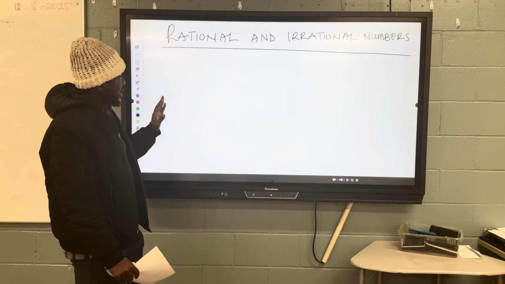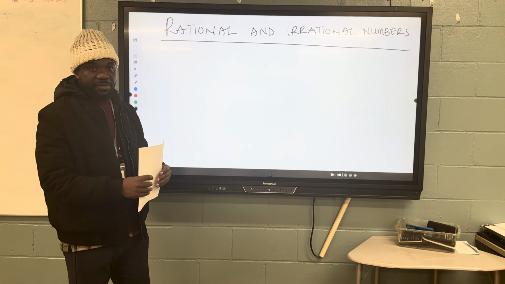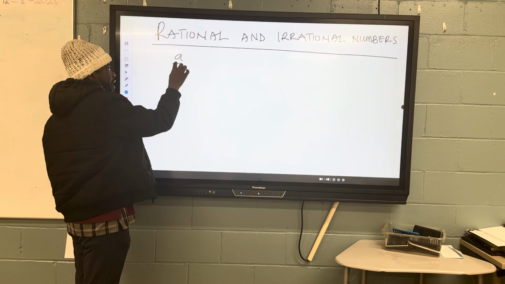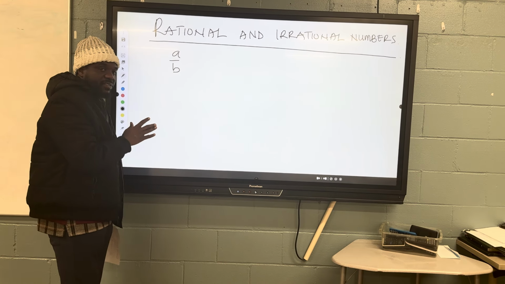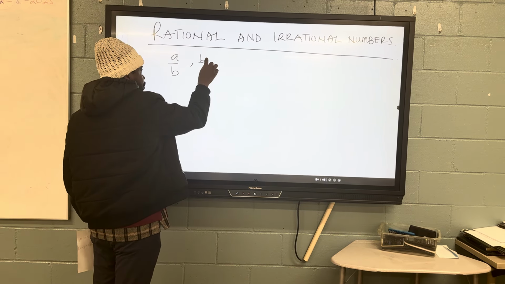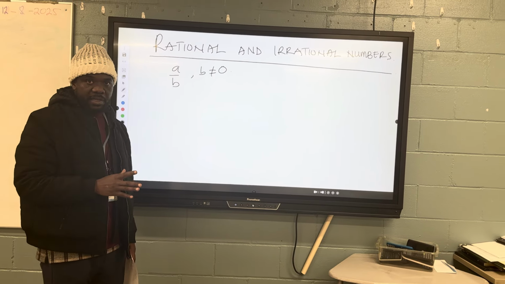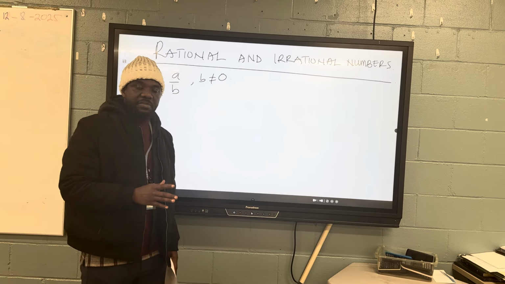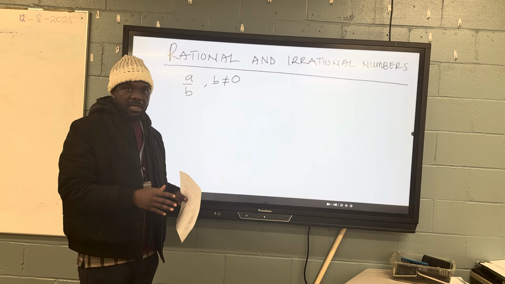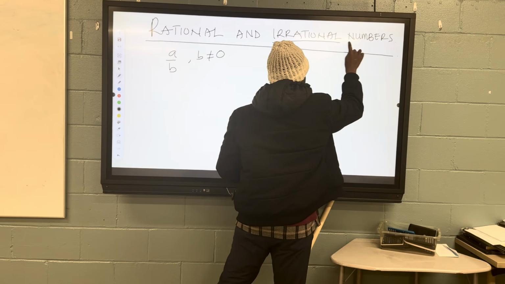When we talk about a rational number, we are saying a rational number is anything that can be written as a fraction. So if I have my A and B, then we can see that this is a rational number where B is not equal to 0. But in most cases, many people confuse rational numbers and irrational numbers. I would like to start with irrational numbers.